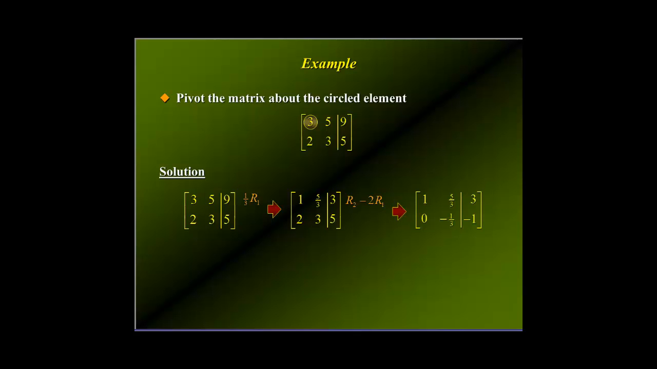So, pivot the matrix about the circled element. They are explaining again how they are making the unit matrix. So we have this matrix, and we want to convert this matrix into the unit matrix. So maybe you will see it more clearly. I will share my desktop. Wait a minute.